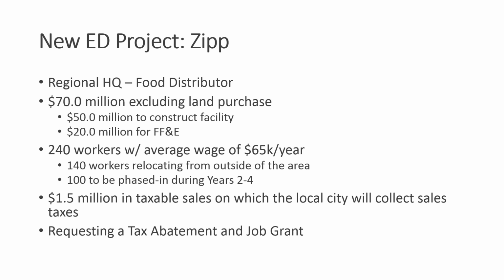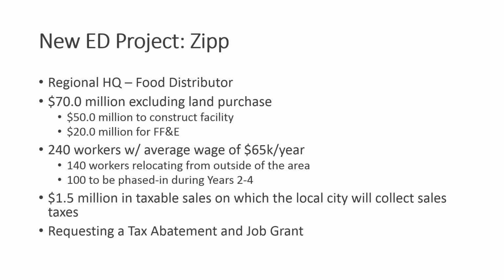That comes in the form of $50 million to construct a building, $20 million in FF&E. They've told us they're going to hire 240 workers with an average of $65,000 per year. Let's assume they're going to have 140 workers relocate immediately, coming from outside of the area. And then they're going to phase in and ramp up to add another 100 during years 2 through 4.